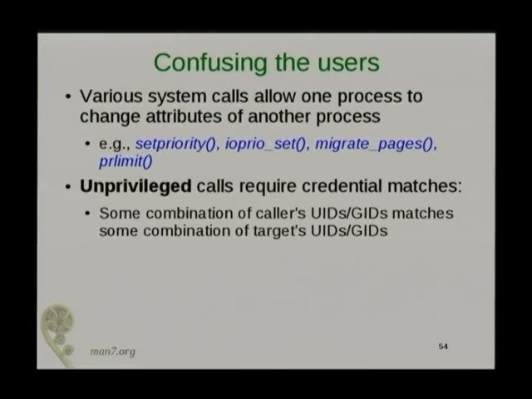More on the line of confusing the users. There are various system calls that require privileges. These are system calls where one process can change the attributes of another process. Those calls either require you to have privileges, some capabilities, or there is some sort of credential checking performed, so that some combination of the caller's UIDs and GIDs match some combination of the target process's user IDs and GIDs.